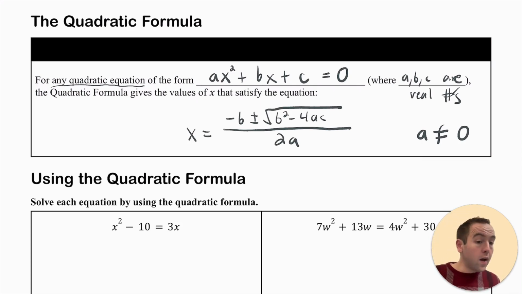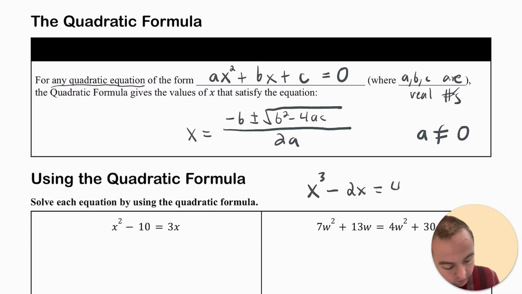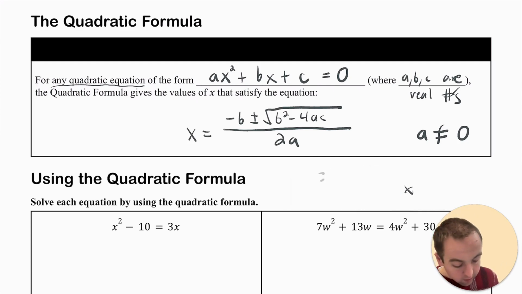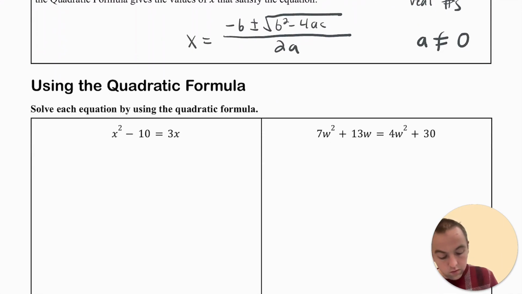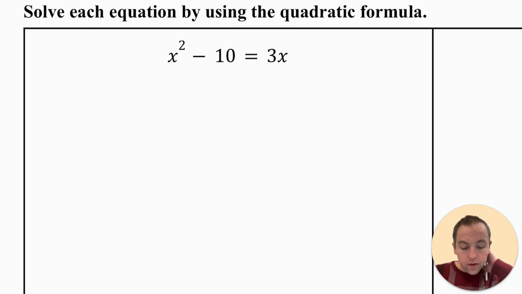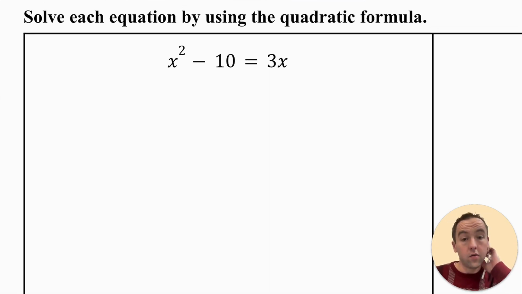So if you had an equation where x had a higher power, like x cubed minus 2x is equal to 4x squared plus 8, and you're trying to solve, that is not a quadratic equation because there's a higher exponent, right? So just realize that the quadratic formula can only be used on equations where the highest exponent on x is going to be a 2. So we're just going to look at examples where we can solve these equations by using the quadratic formula.